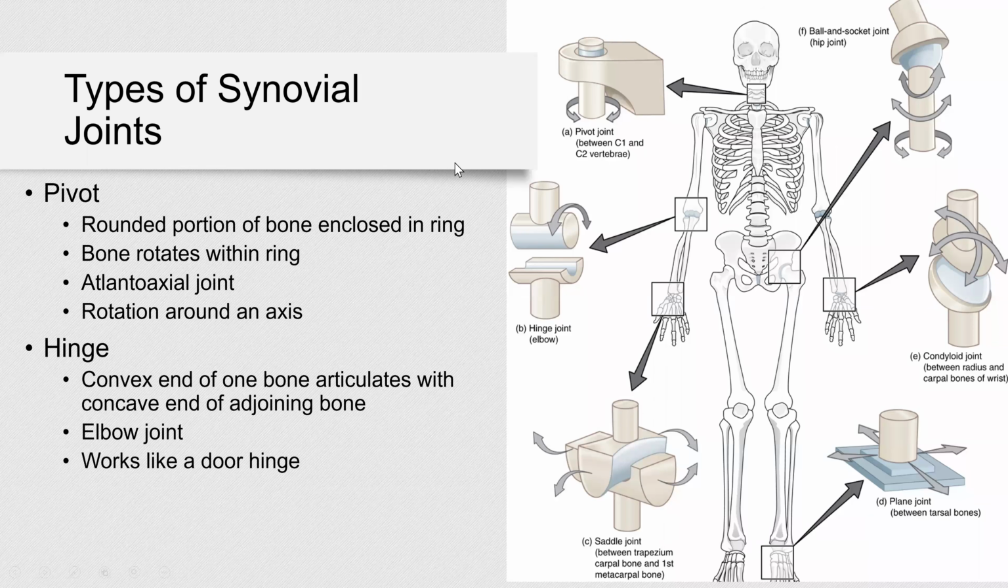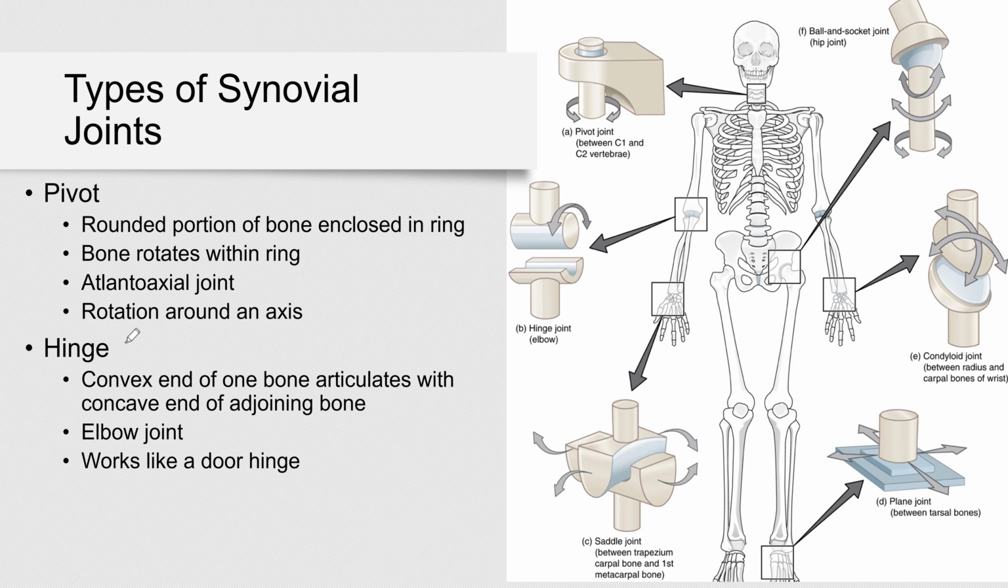So it can be a pivot joint. In a pivot joint, we have a rounded portion of a bone enclosed in a ring, like shown right here. So the bone rotates within this ring, a rotation around an axis. So it's a uniaxial joint. An example would be the atlanto-axial joint, the connection between C1 and C2 vertebrae, first and second cervical vertebrae.